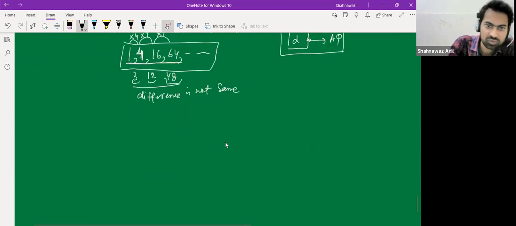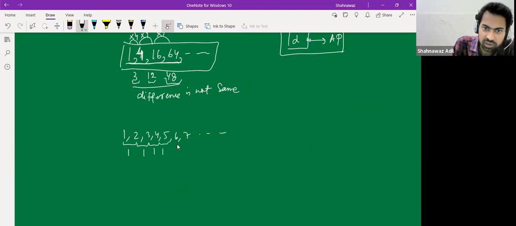Understood, guys? So is this an arithmetic progression? Yes, right. So we have to find D, which is the next term minus this one. So this is 1, this is 1, this is 1, this is 1, right? So D is the same. The common difference is the same. So this is an AP, right?